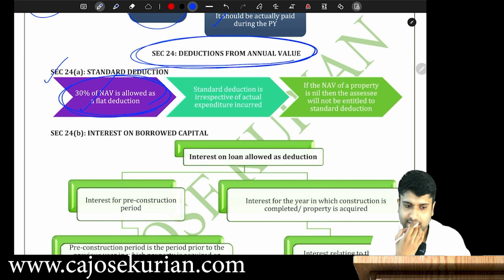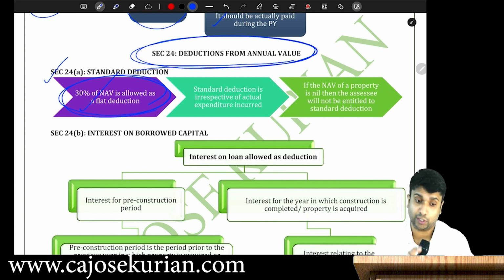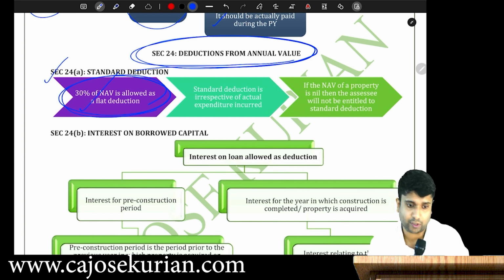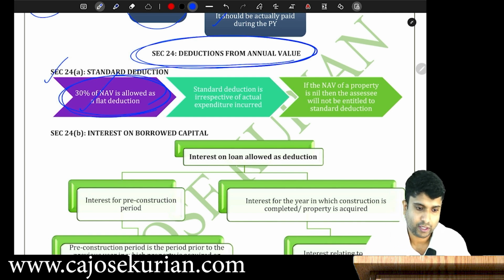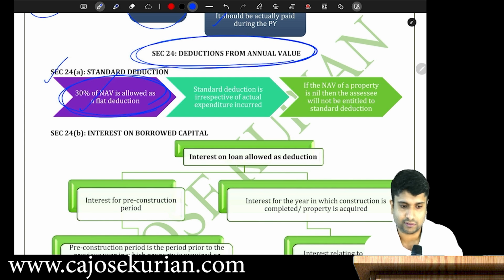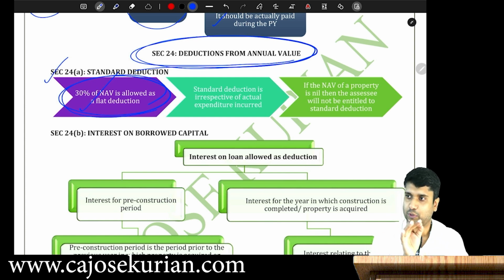What if municipal taxes paid by the assessee are recovered from the tenant? You cannot claim it as a deduction because it is not going from your pocket ultimately. Tenant pays the municipal taxes, won't they recover it from the owner? If they are recovering it, then the owner can claim it as a deduction, otherwise not. Normally it is the owner who is supposed to pay the municipal tax, but in the rental agreement, I can flip it.